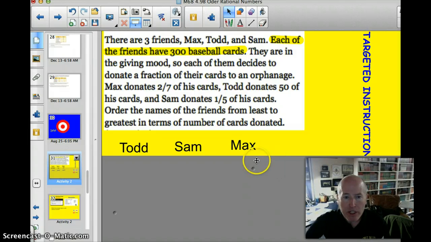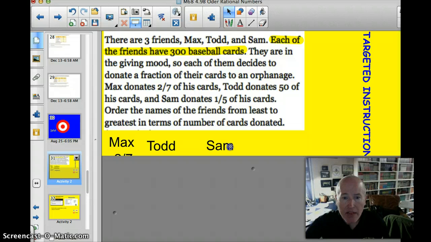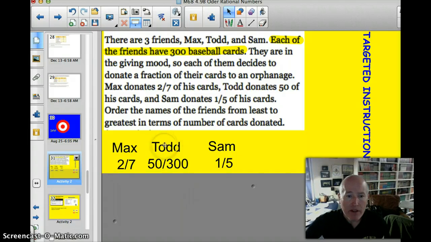Well, the first thing we need to do is write down those names, and let's put them in the order that we have them. We see Max would be first, his name was mentioned first, and then Todd, and then Sam. Okay, next, go ahead and write down what they gave. Max gave 2/7, Todd gave 50/300, and Sam gave 1/5.